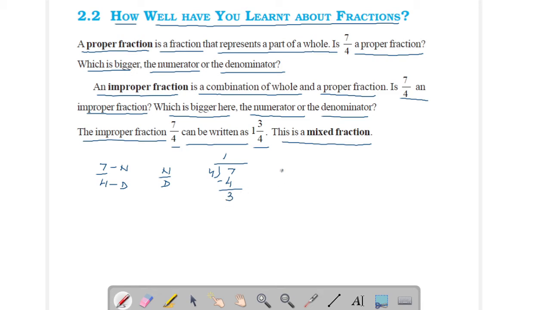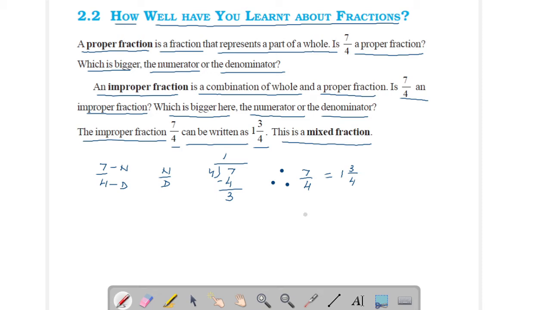Therefore 7 upon 4 can be written as a mixed fraction as 1. That is, write the quotient first, then the remainder, that is 3 upon the divisor, that is 4. It means 7 upon 4 can be written as 1 3 upon 4. This is the mixed fraction.